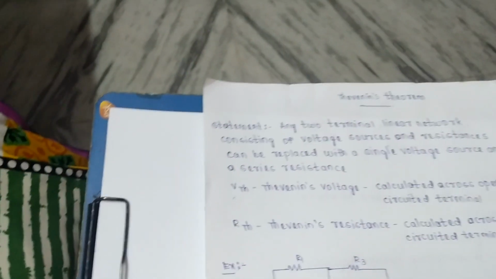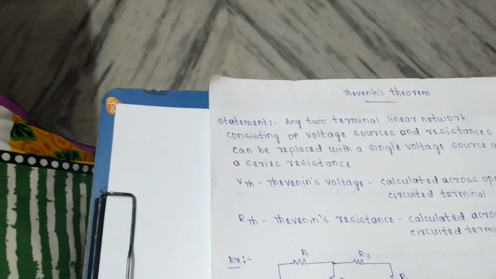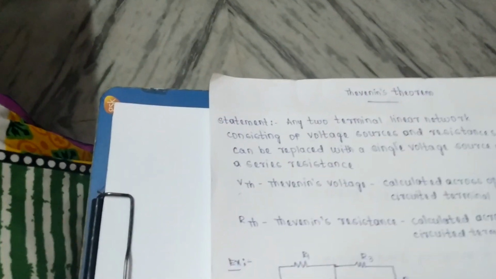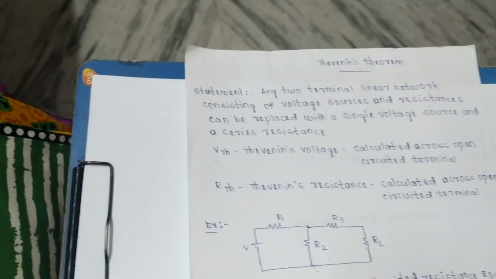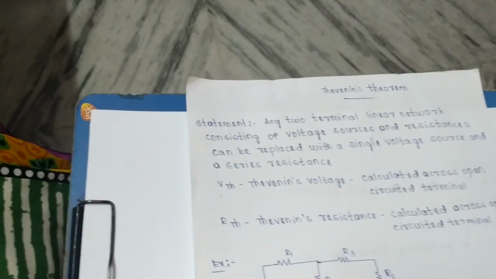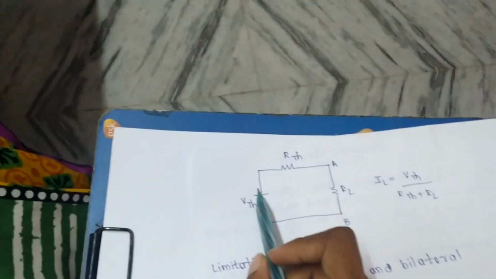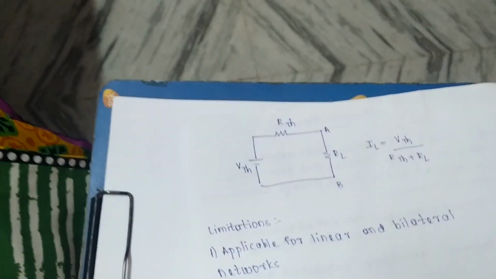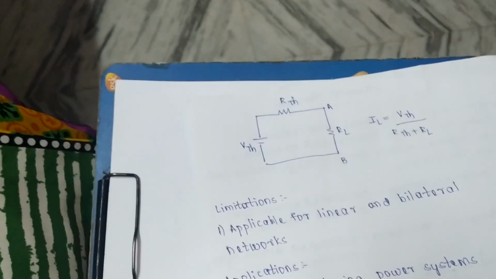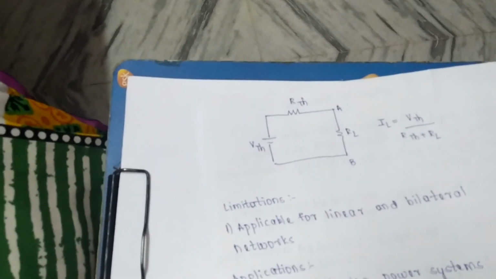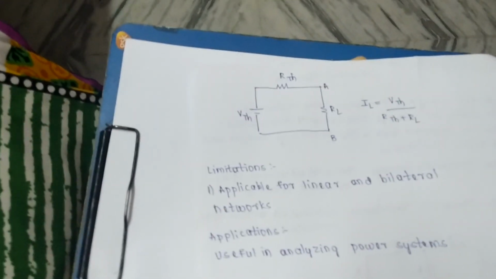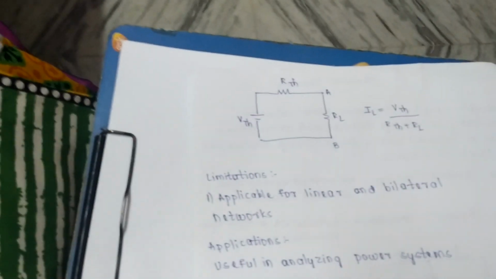Now, to convert a number of voltage sources with a number of resistances into a single voltage source with a series resistance, we need to follow some steps. And this voltage Vth, we call it Thevenin's voltage, and this resistance Rth, we call it Thevenin's resistance or open circuit resistance. Now let us see how to calculate the Thevenin's voltage, Thevenin's resistance, and then how to calculate the current across the load resistance.